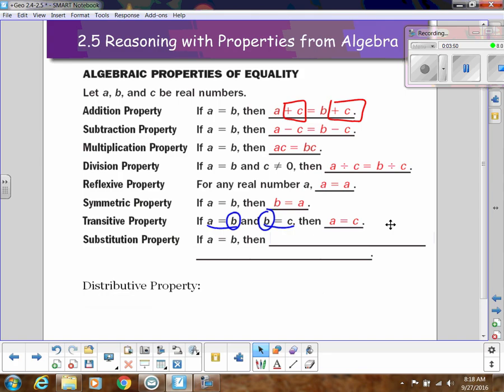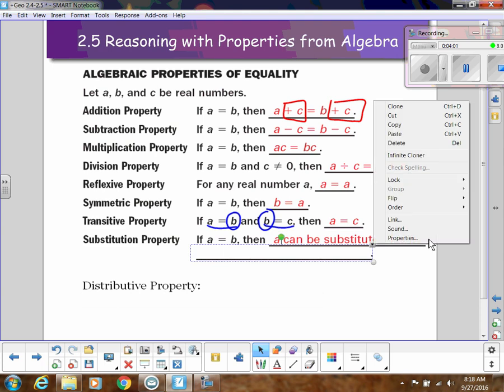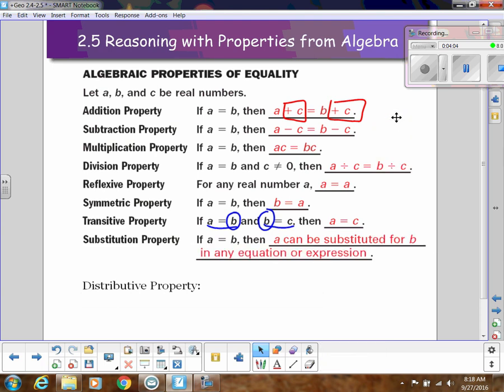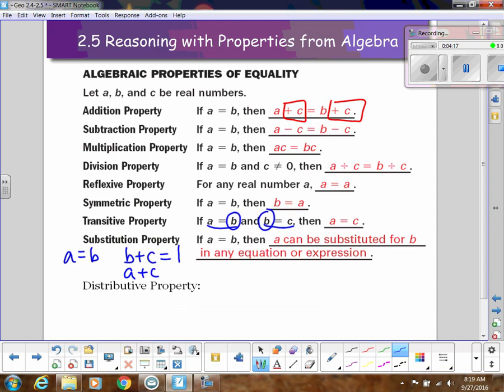Okay, and then we have the substitution property. So if a equals b, if those two things are equivalent, then a can be substituted for b. And here's how that might look in an equation. So for example, if I have a equals b, and I have something like b plus c equals 1, well then I could also write a plus c equals 1, right? Because these two things are equal. All right, so I substituted, I replaced b with a in an equation. Okay, so that's the substitution property.